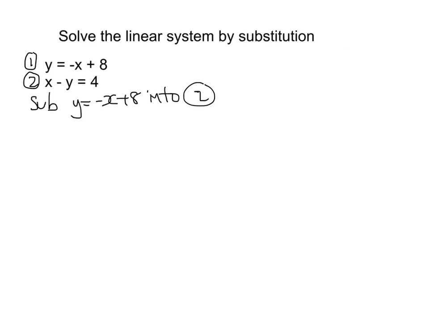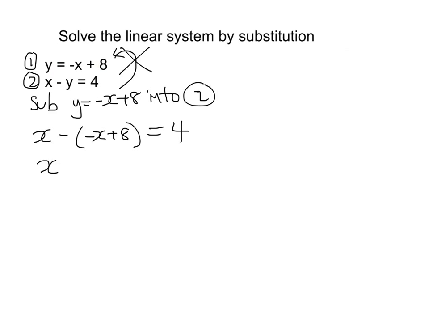Now it's really important that you sub it into the other equation, because if I was to take y equals -x plus 8 and sub it back into the exact same one, you would end up with zeros on both sides, and that won't help us at all. So I'm going to sub it into equation 2, so now I get x minus, and instead of y, I'm going to write -x plus 8, is equal to 4. Don't forget about writing the rest of the equation. And now let's just solve.